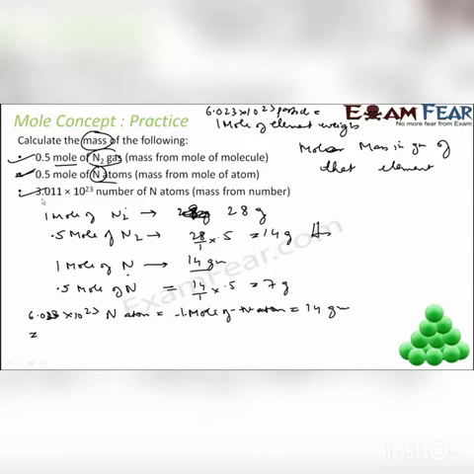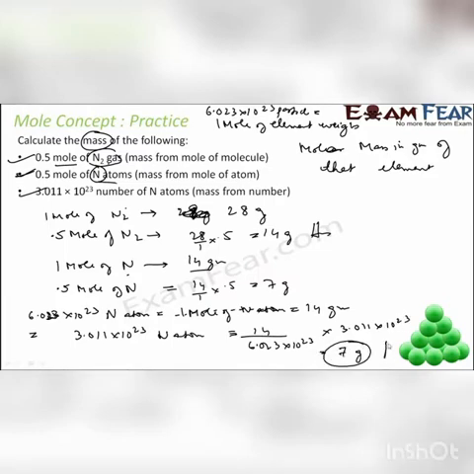These many atoms is 14 grams, so these many atoms is how many grams? So these many atoms will be how many? 14 by this value 6.023 into 10 to the power 23 into this value. You solve this, you get 7 gram, and that is the answer. Pretty easy.